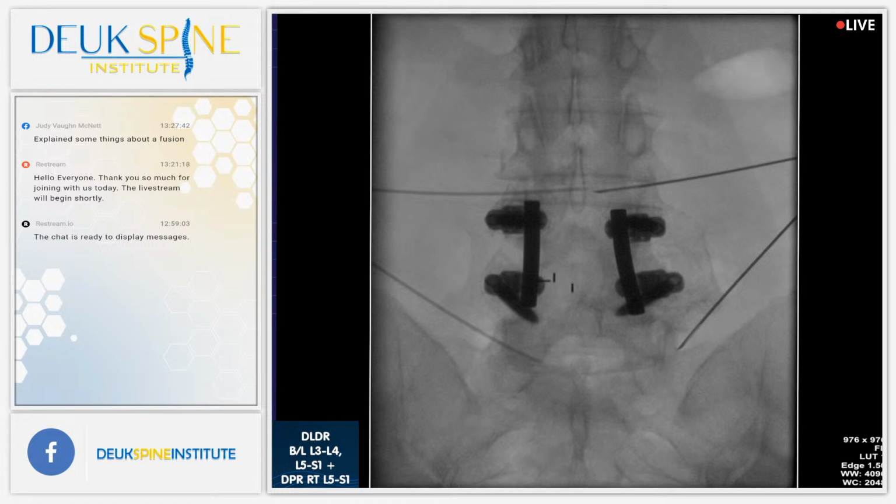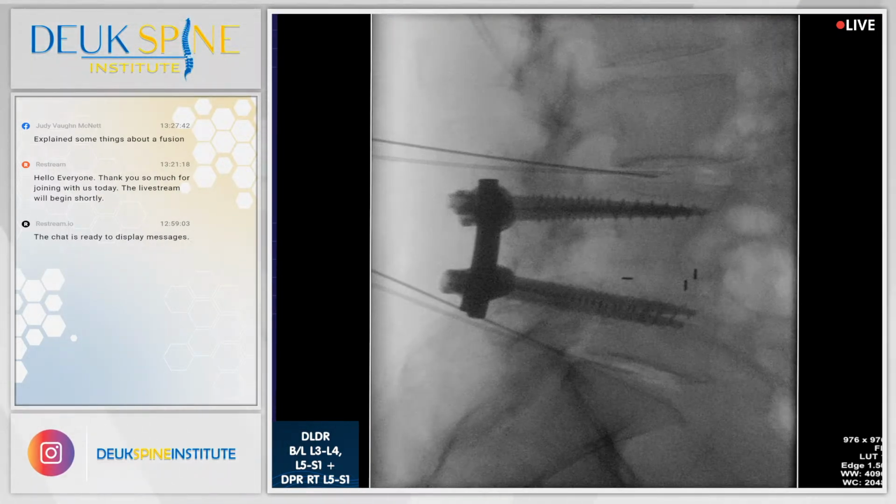So you can see the tip of my needle is just lateral to the L5-S1 facet joint, which is where we want to be. Let's see. Shot. We might actually be able to make this work.